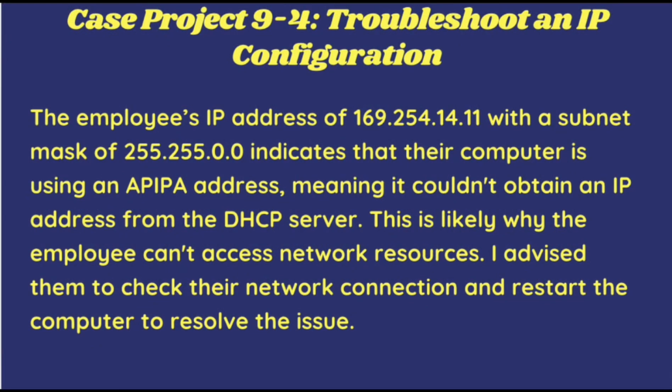Case Project 9.4: Troubleshooting an IP address configuration. The employee's IP address of 169.254.14.11 with a subnet mask of 255.255.0.0 indicates that their computer is using an APIPA address, meaning it could not obtain an IP address from the DHCP server. This is likely why the employee cannot access network resources. I advise them to check their network connection and restart the computer to resolve the issue.